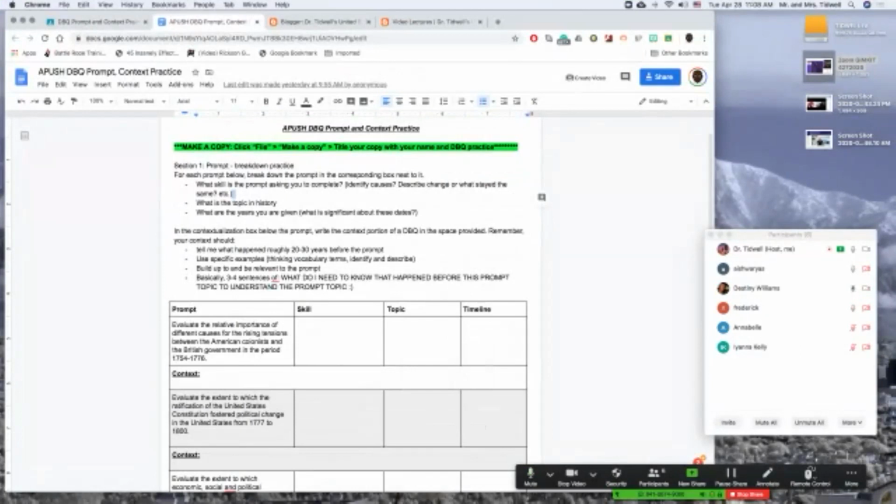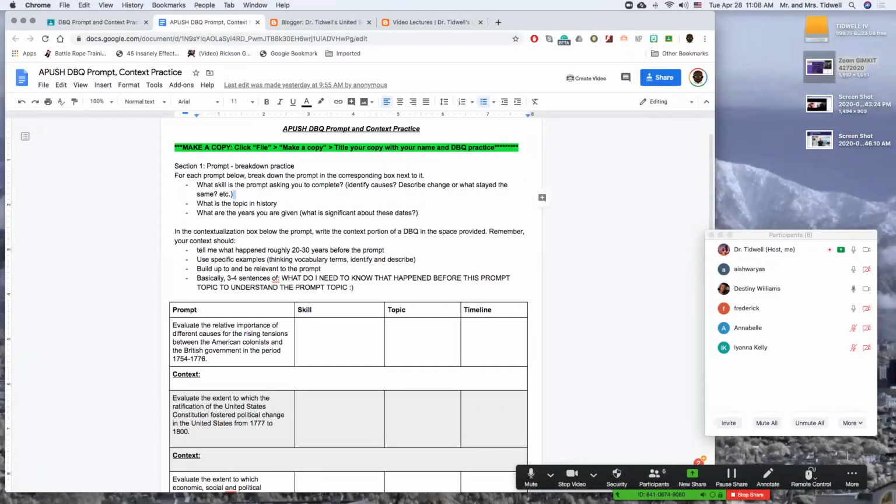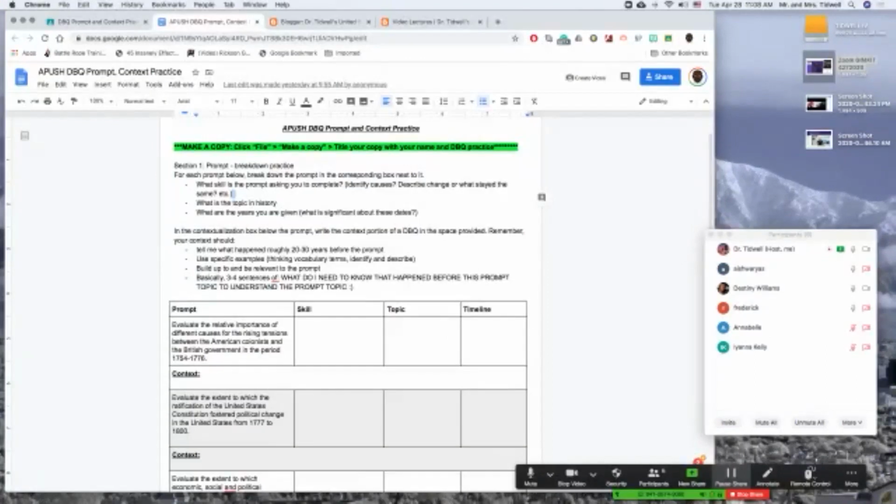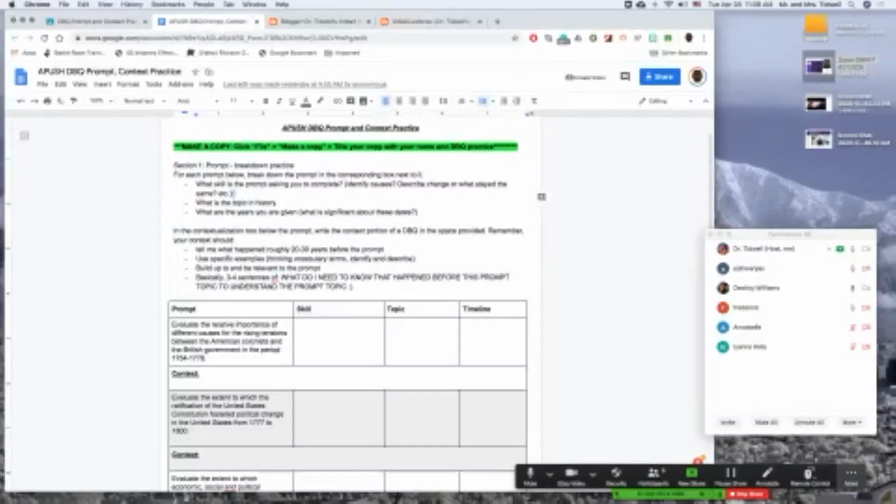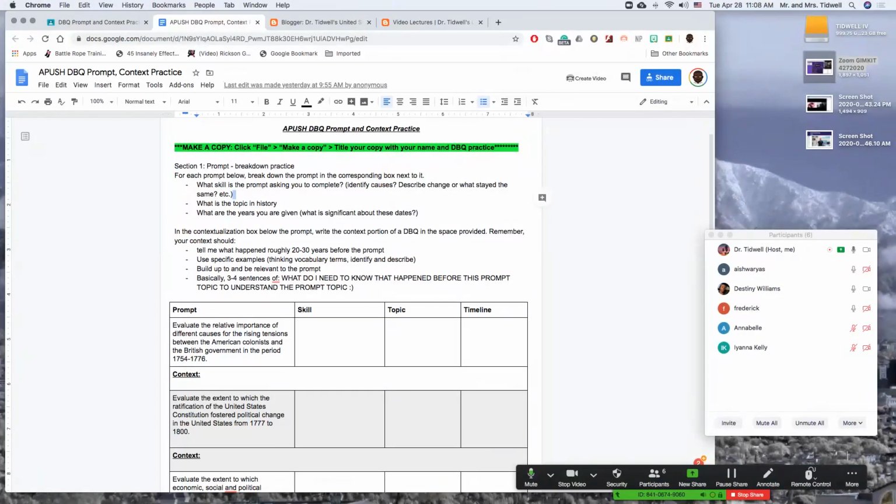Section 1, prompt breakdown practice. For each prompt below, break down the prompt in the corresponding box next to it. What skill is the prompt asking you to complete? Identify causes, describe change or what stayed the same, etc. What is the topic in history? What are the years you are given? What is significant about these dates? All right. Are there any questions for what you need to do with the prompt section?